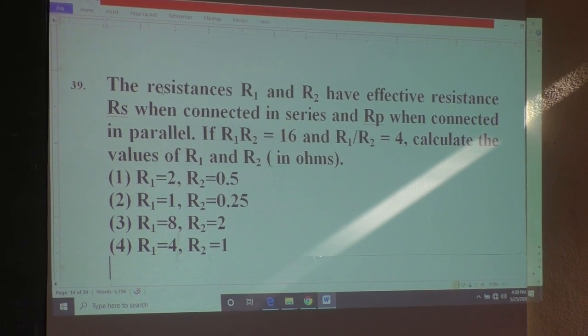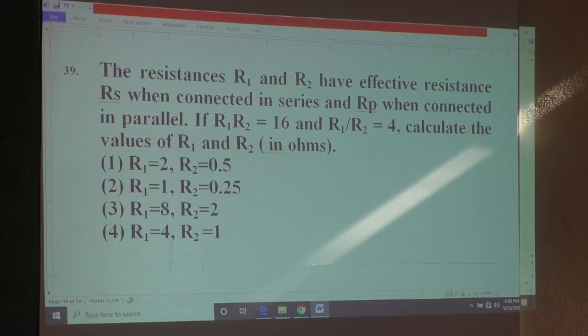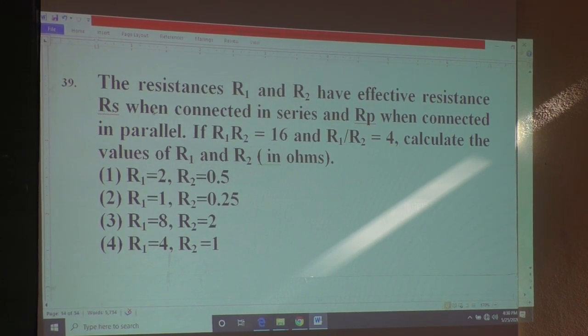Actually this problem, I don't know who designed this one. I picked it from somewhere else. You need not have any physics at all. You can do it like this. Search the options which give product 16, ratio 4. That's all. That's enough. Product 16 and ratio 4.